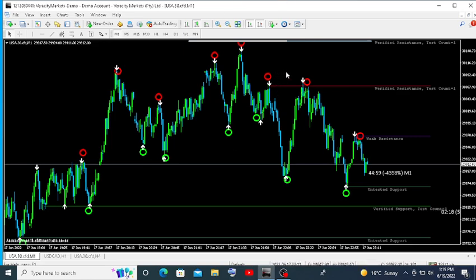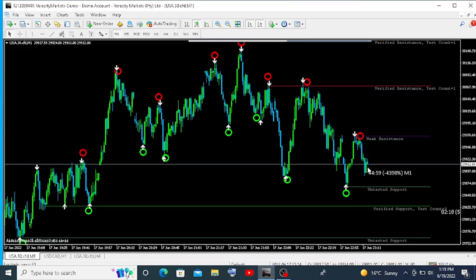Now see, I combine these circles with the arrows because I wanted it to be more accurate than it was. And then I also added the support in my chart. I added the support and resistance indicator.